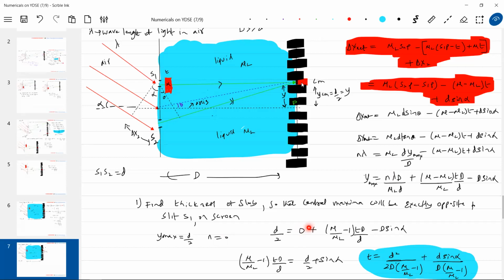I think this is a very primary question. It may look simple, but a lot of concept is involved. Which point on the screen will be the central maxima? Where the net path difference of the rays arriving there is 0. That point will be the central maxima. Tell this 1000 times, that is enough.